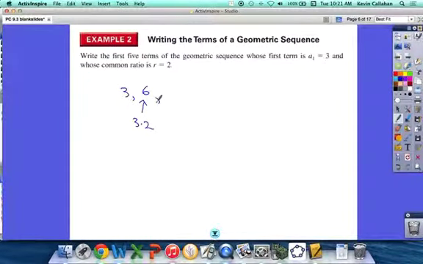And the next term will be 12. The next term will be 24 and 48. And you don't have to use that formula and plug it in 5 times. You know the first term, just keep multiplying.